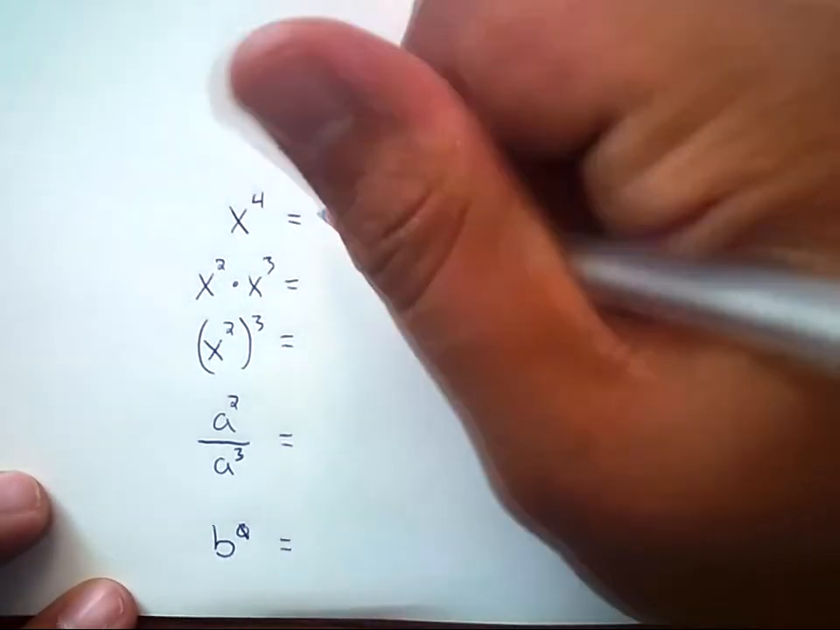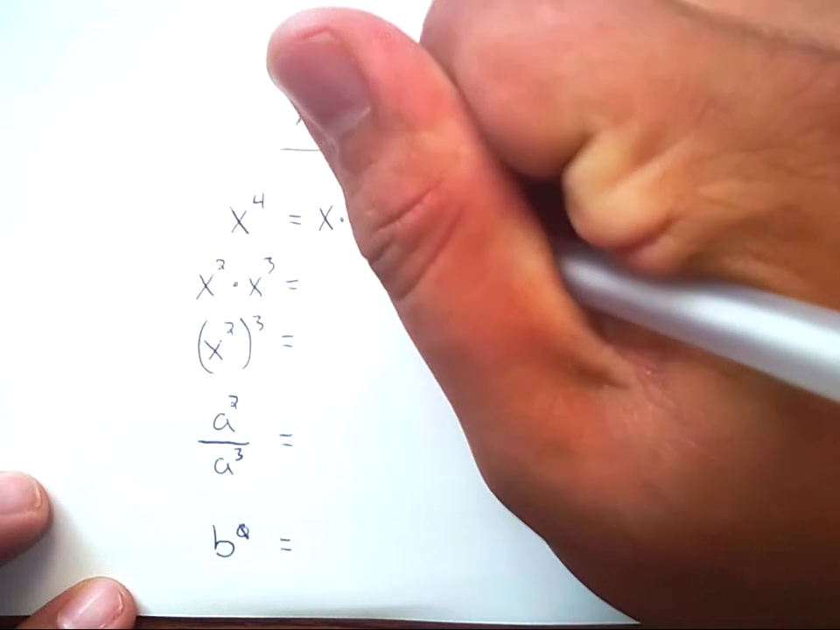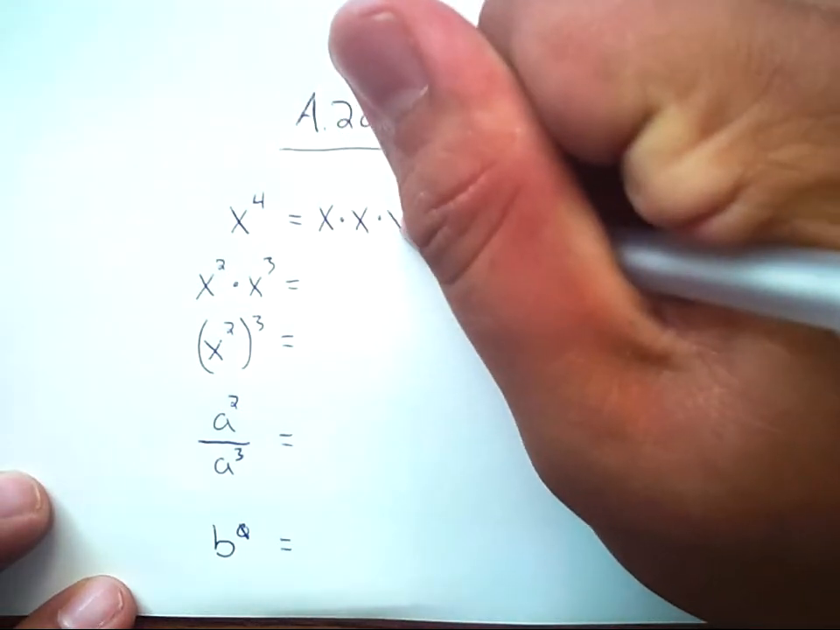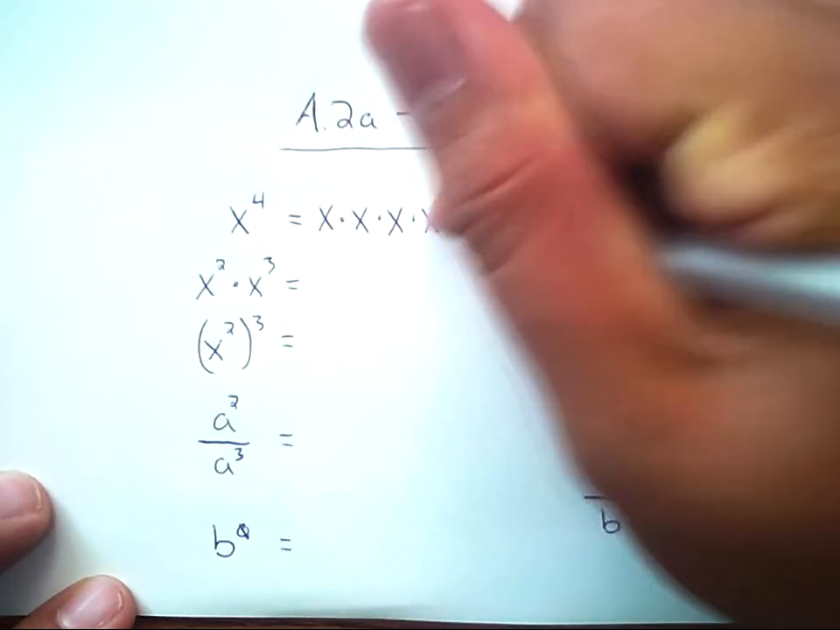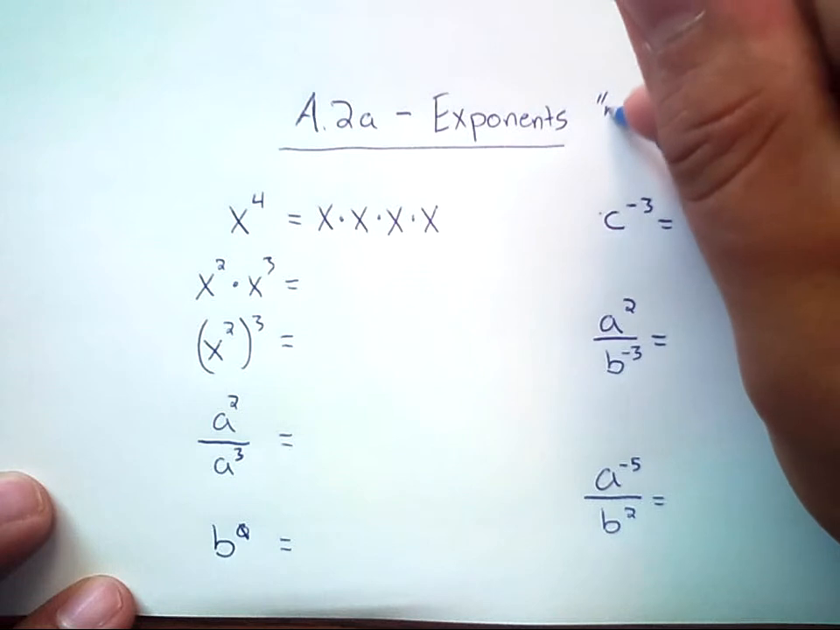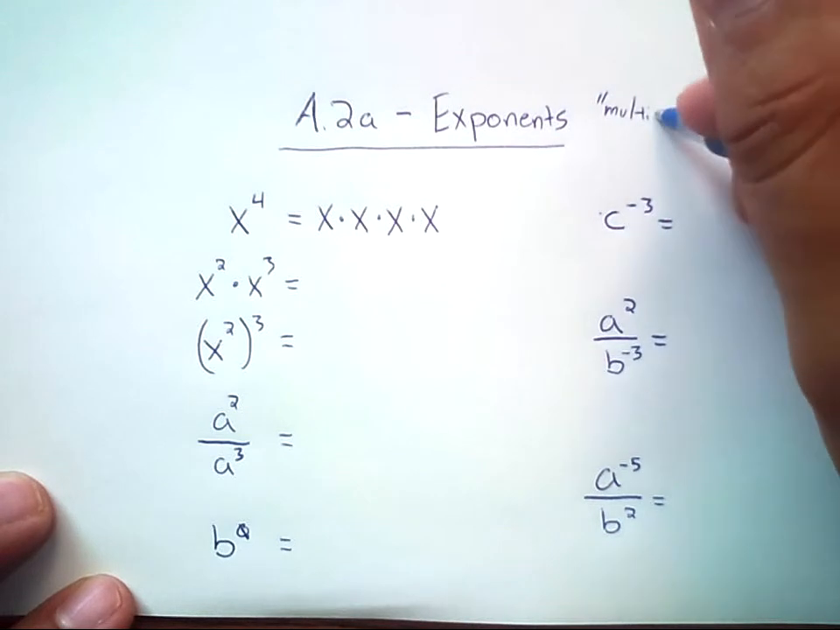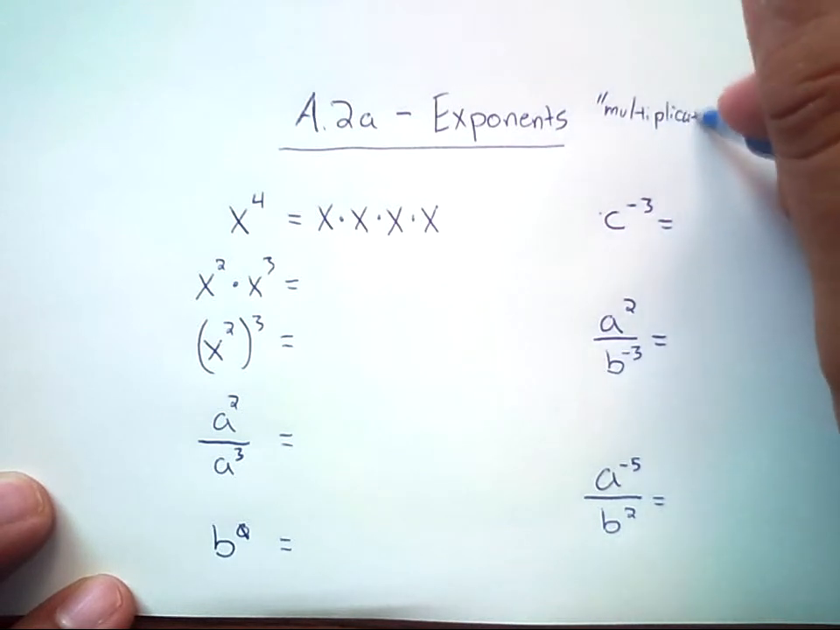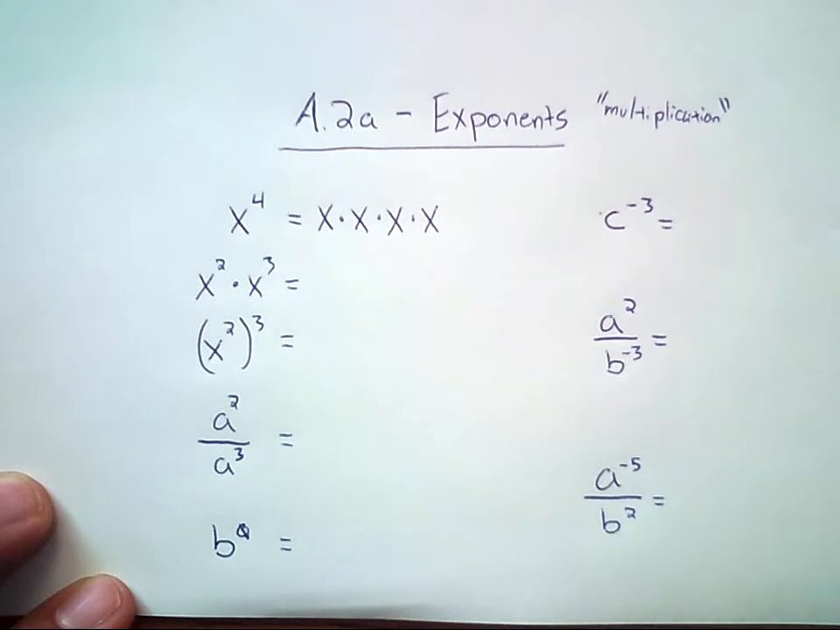Now what I want to do is write this in expanded form to remind you that the operation associated with exponents is multiplication. So you really should think of an exponent as multiplication. Go ahead and write that in there. In fact, it's also sometimes referred to as repeated multiplication because if you see, we're repeating multiplication each time.